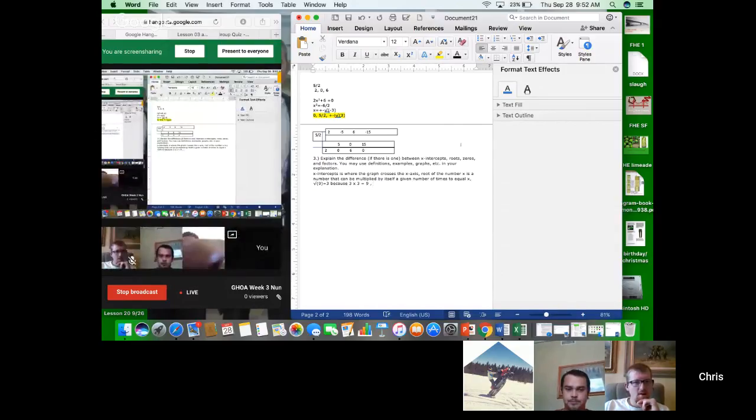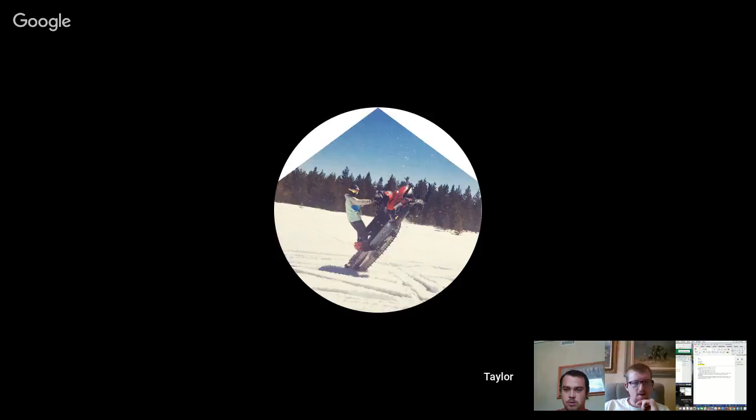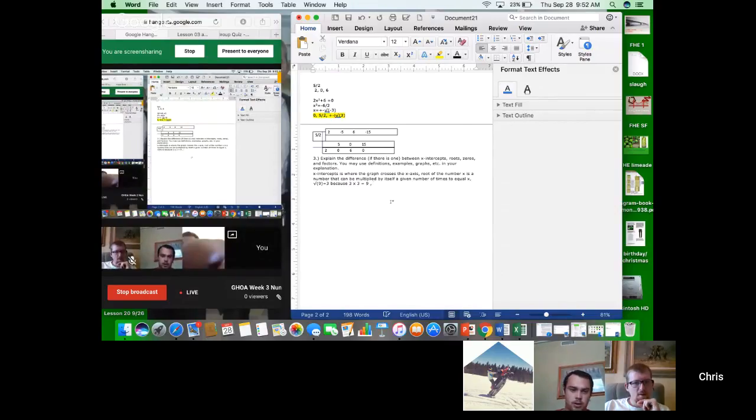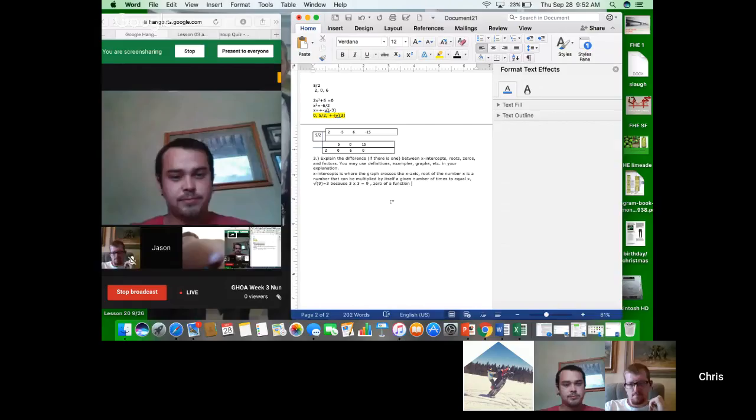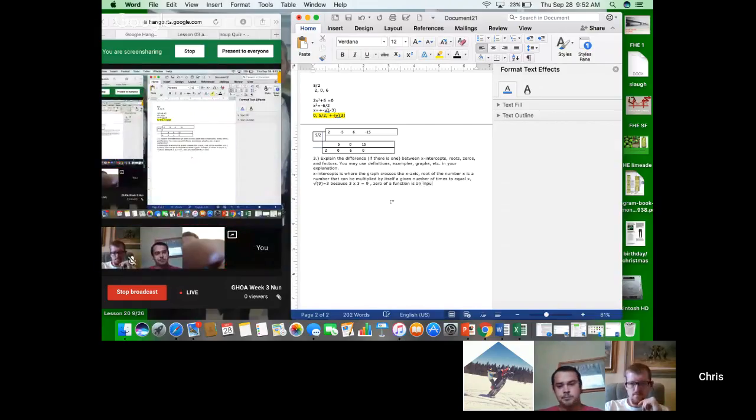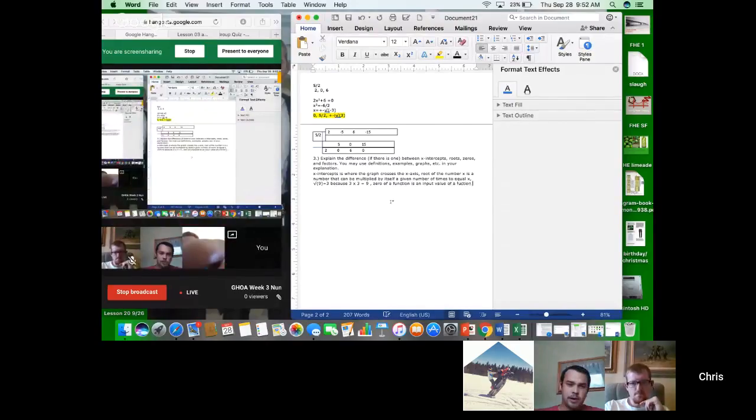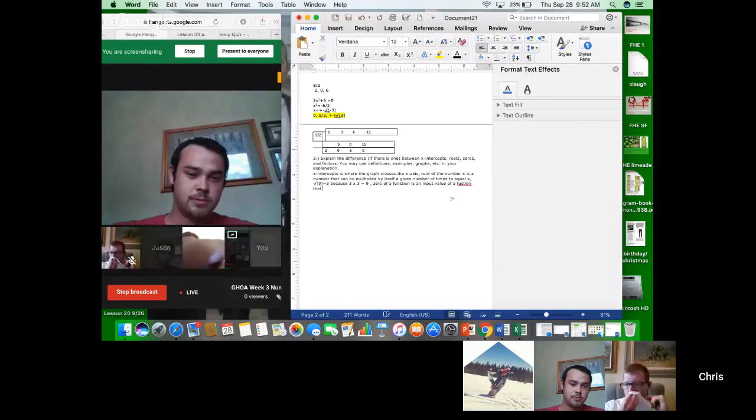Okay, so roots, zeros. It says the zero of a function is an input value that produces an output of 0. An input value of a function that produces an output of 0.